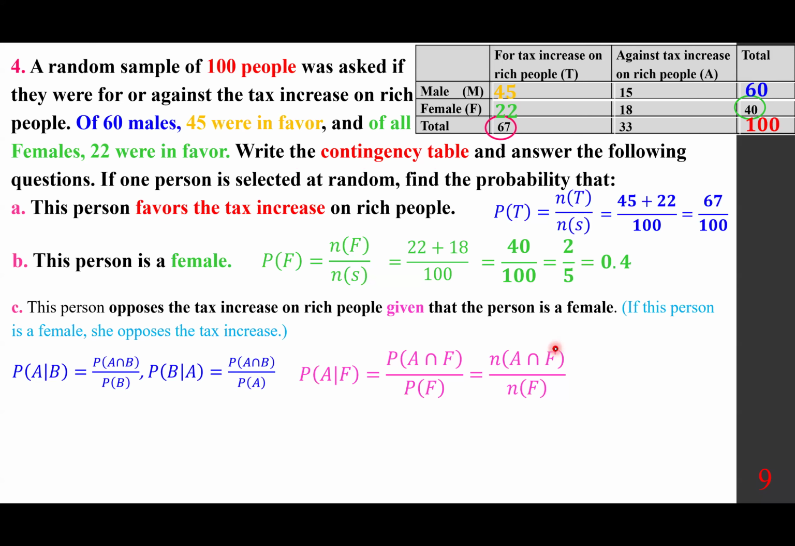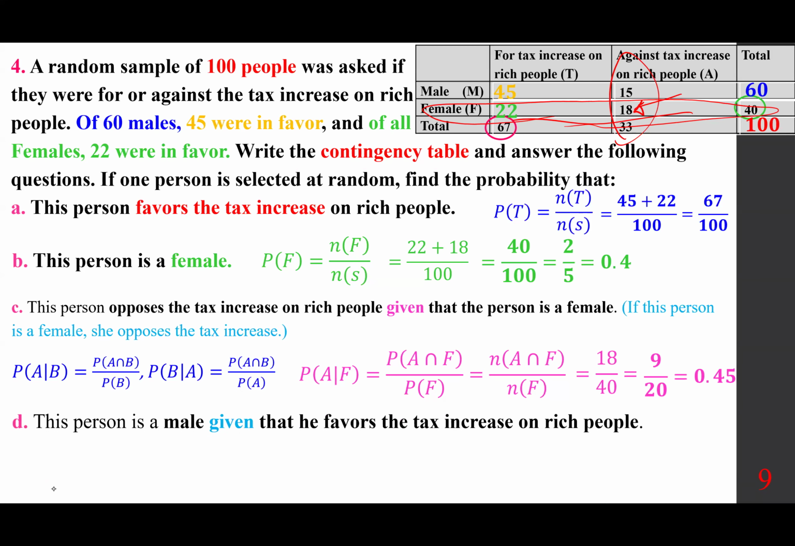N of A intersection F. Let me just do this so it makes it easy to see. If you look at this group and this group, I hope you see that 18 is in common for both. Therefore, 18 over 40, you simplify it to 9 over 20 or 0.45.